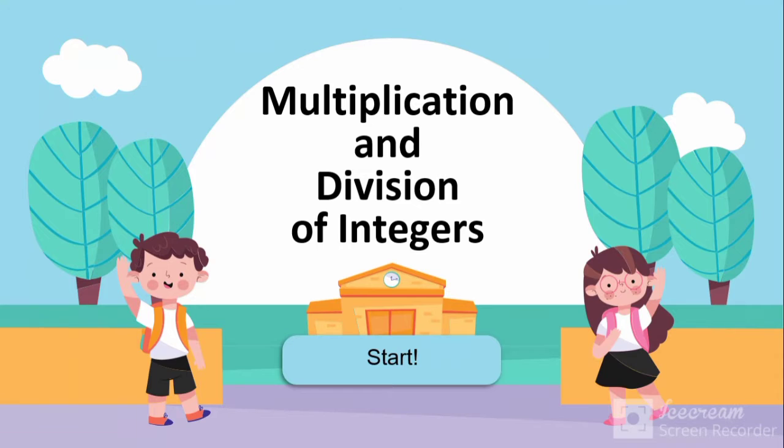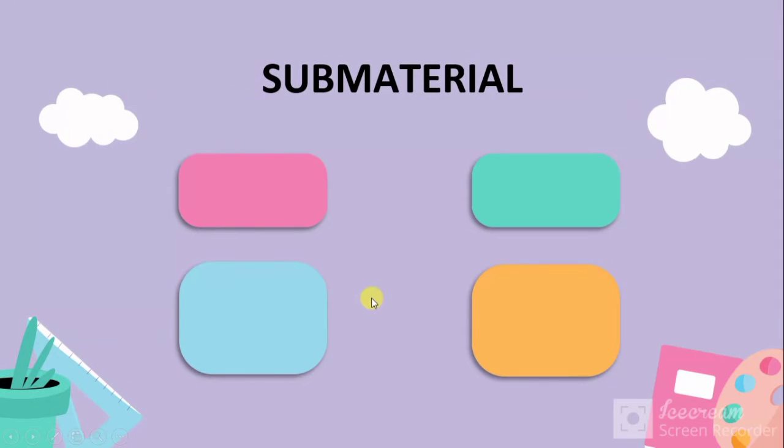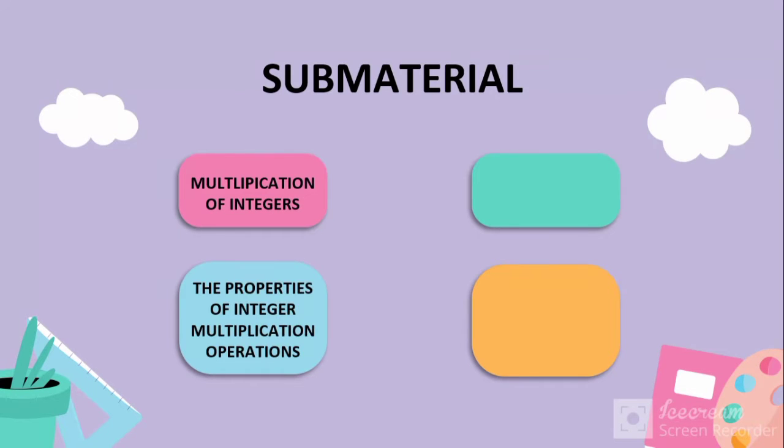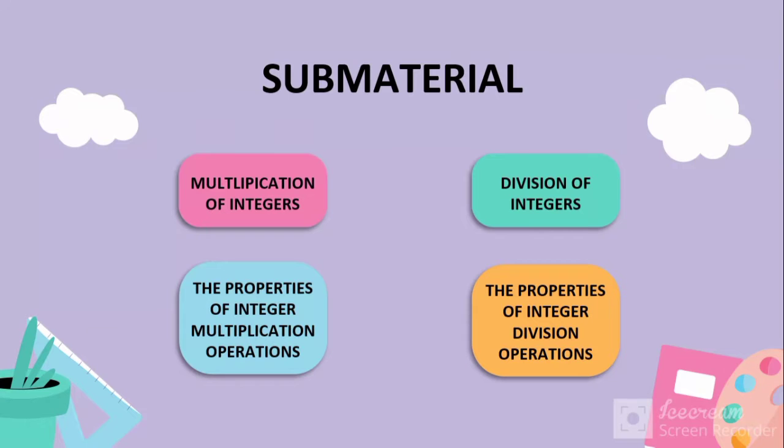As mentioned in the beginning, we will talk about multiplication and division of integers. And then, let's start. In this video, we'll learn about 4 points of discussion on the multiplication and division of integers. That are multiplication of integers, the property of integer multiplication operations, division of integers, and the property of integer division operations. And next, let's start at the first point.